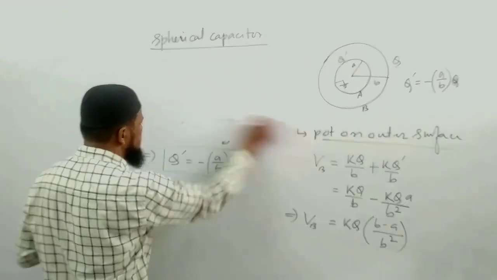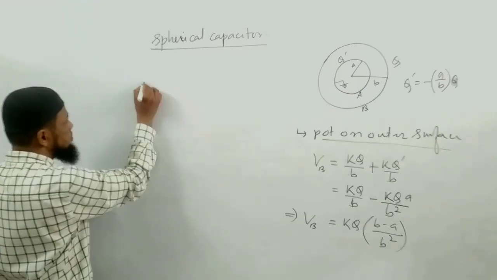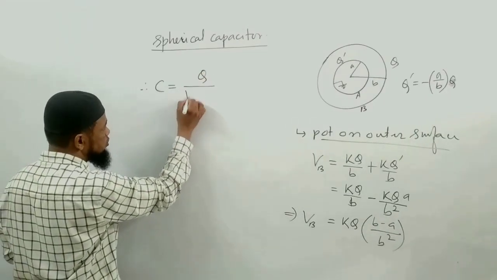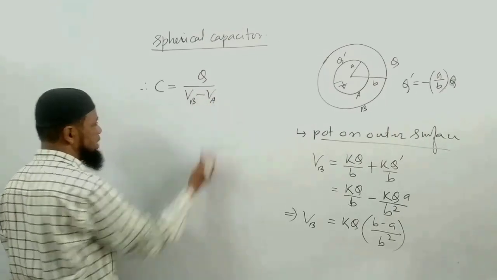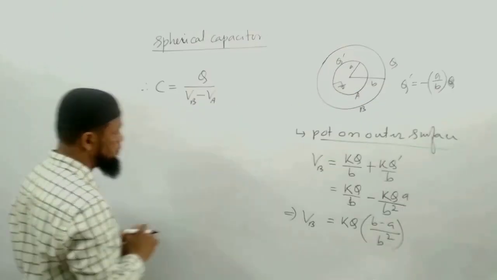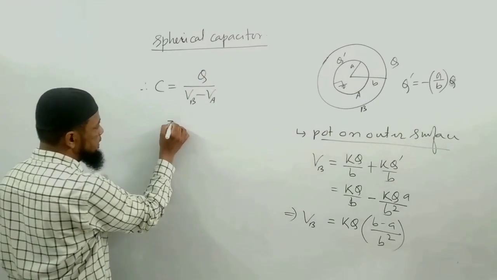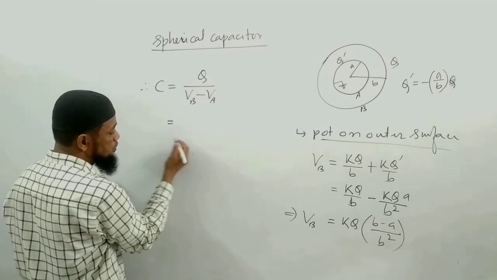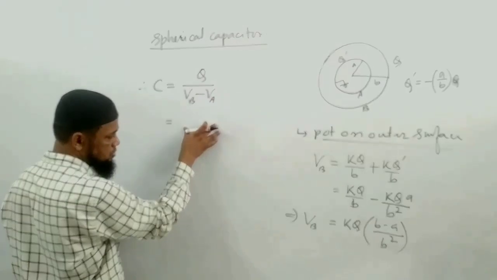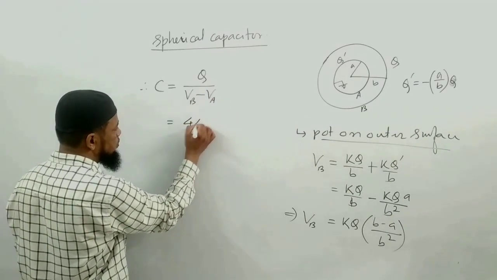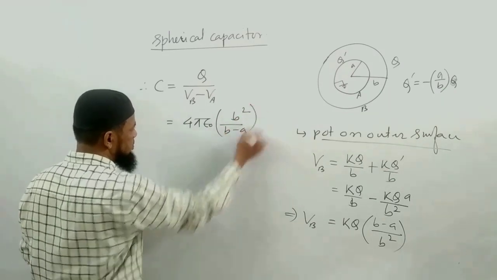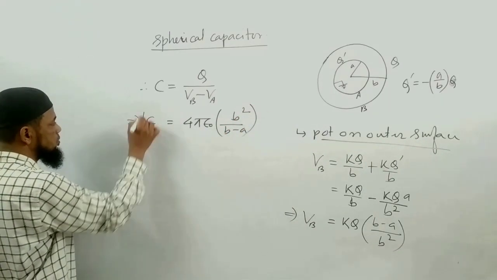Okay. So therefore, capacitance of the system. How to calculate capacitance of the system? Capacitance of the system is charge divided by potential difference. How much is the potential difference? VB minus VA. This is positive potential, this is zero potential. Q divided by VB minus VA. VA is equal to 0. So it is 4 pi epsilon naught B square divided by B minus A.